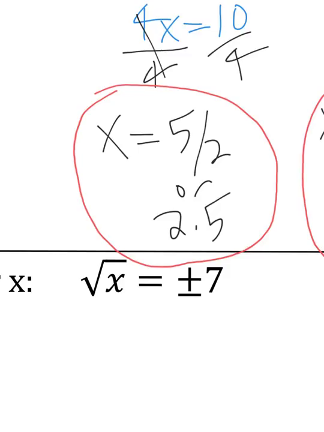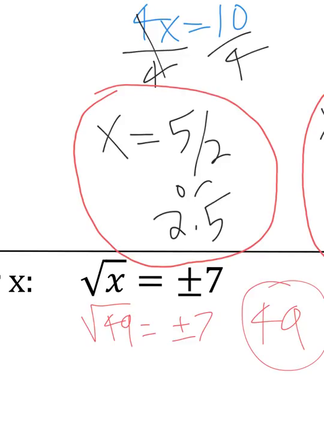If you're square rooting a number, what number do you square root to equal 7? That would be 49, okay? The square root of 49 is 7, plus or minus 7. So the answer would just be 49, all right?